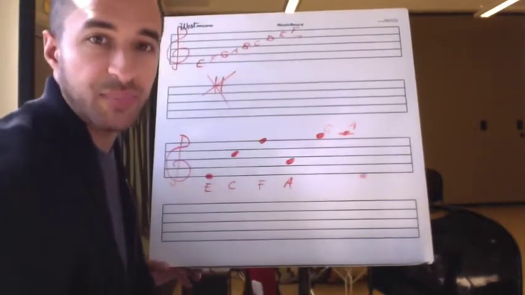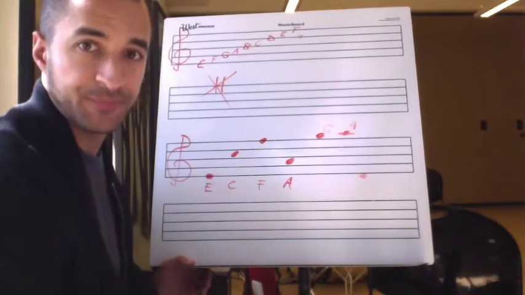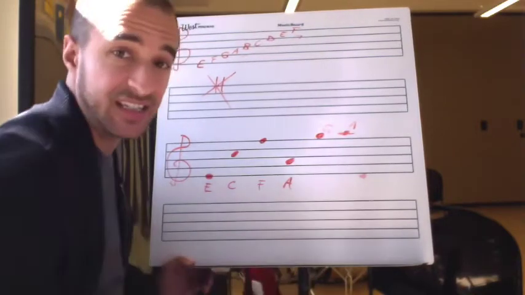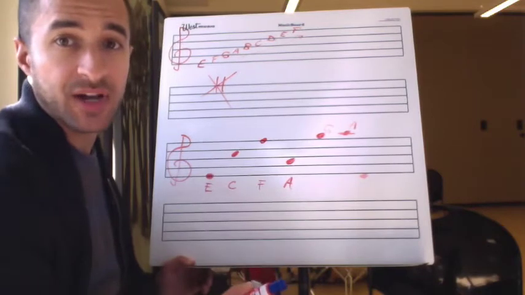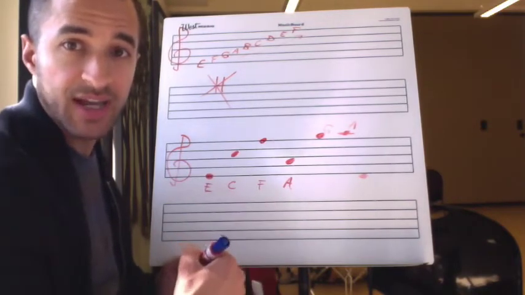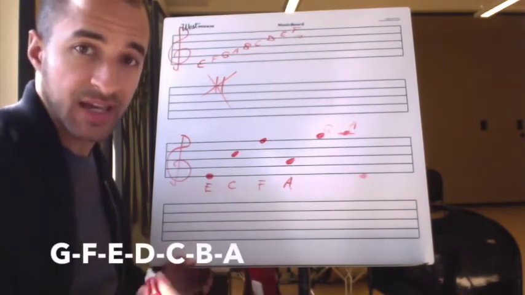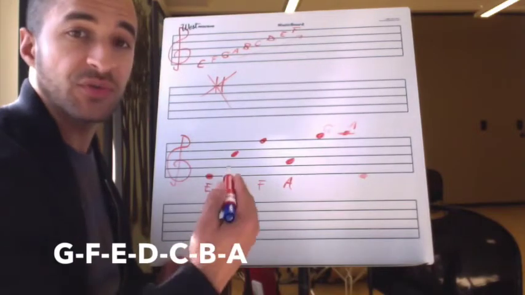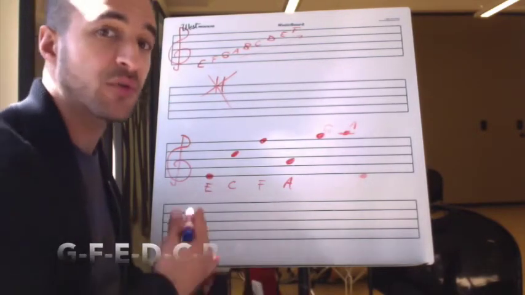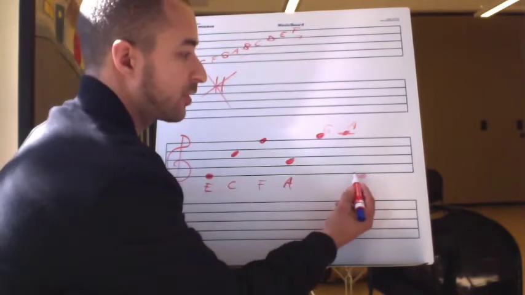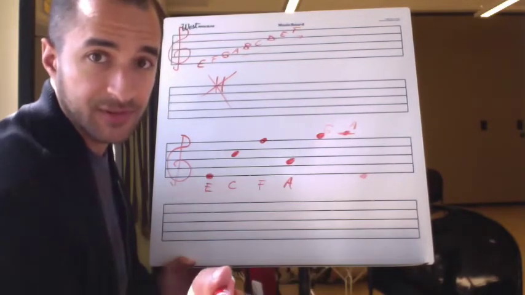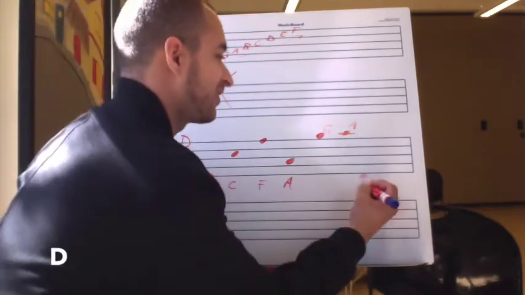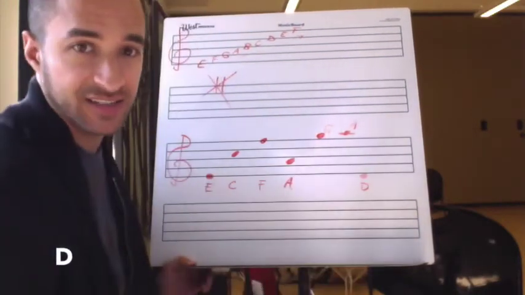Here's a note written on the space directly below the staff. So the lowest thing that we know is this bottom line. We know it's E. So if we go backwards through the alphabet, having memorized that the alphabet backwards from G to A is G, F, E, D, C, B, A, we know that this is one letter before E. So here's our E. Going back to the alphabet takes us to what? That's right, D.